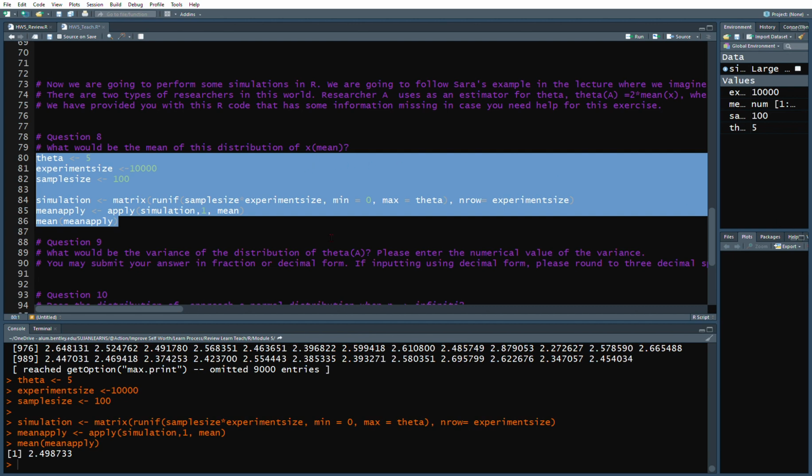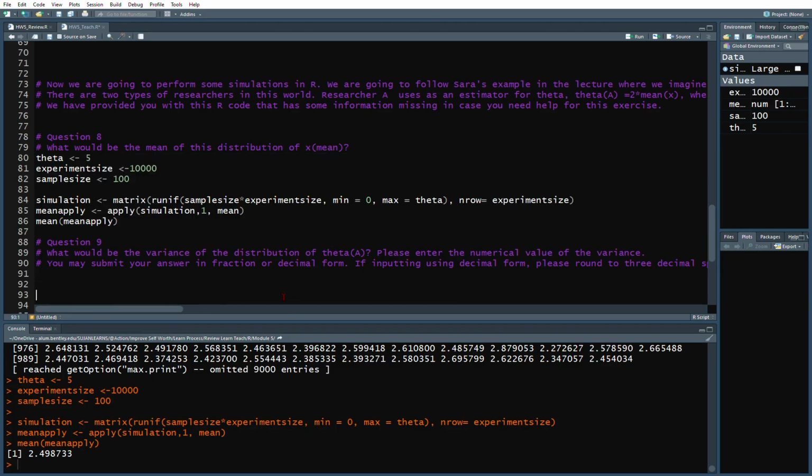What will be the variance of the distribution of theta A? Please answer in numerical value of the variance. To do that, we need to get a distribution of theta A. How do we get theta A? For that, we need to multiply 2 times the mean of each sample.